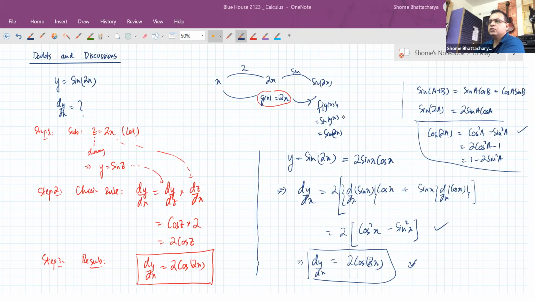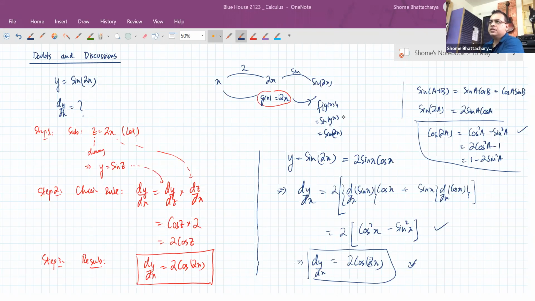No, if it was only sine x, then it's a direct formula, na? The differentiation of sine x is cos x. But the thing is, the function here is not simple, na? It is a composite function. X को हमने पहले double किया है, then we have operated sine on it. You understood the point, na? Yes, sir. Okay.